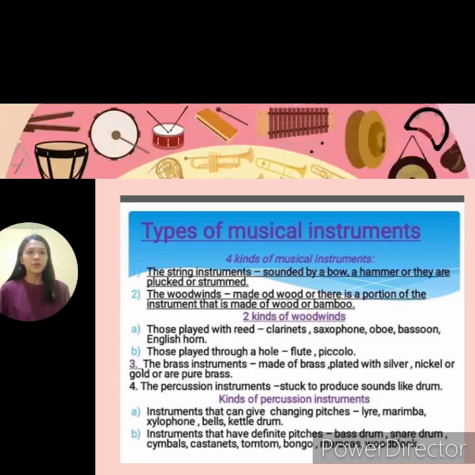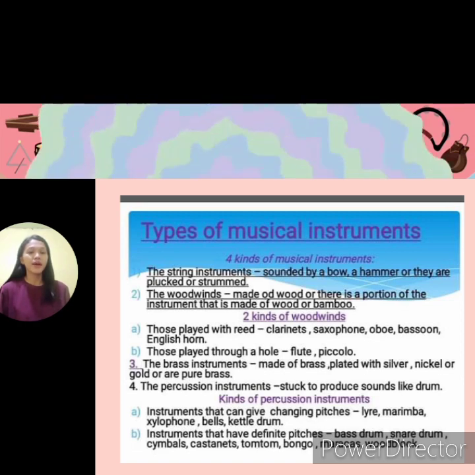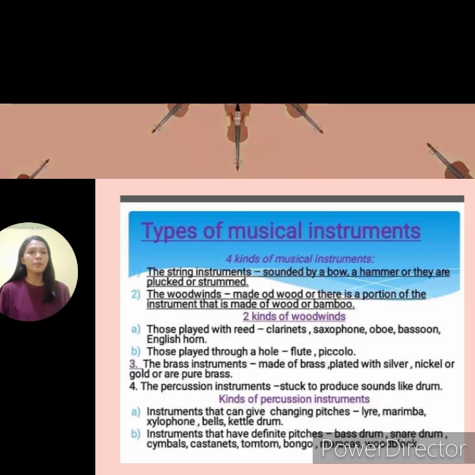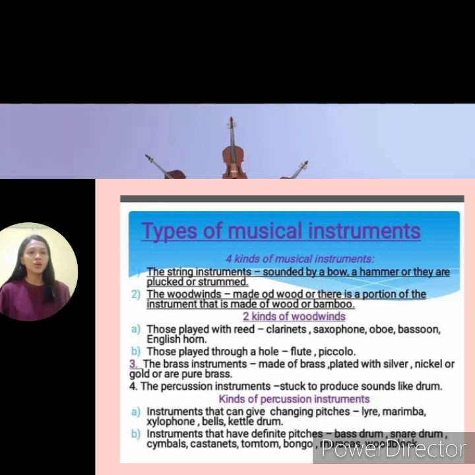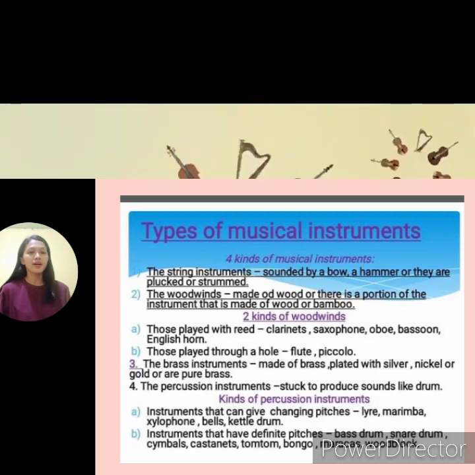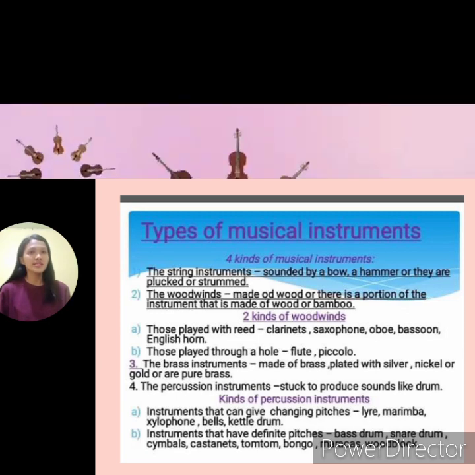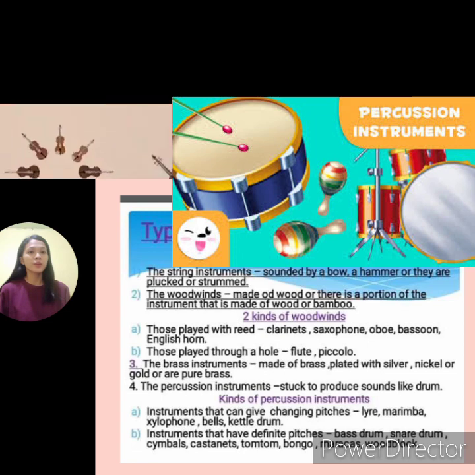There are two kinds of percussion instruments. The first is instruments that can give changing pitches: the lyre, marimba, xylophone, bells, kettle drum. And the second is instruments that have definite pitches: bass drum, snare drum, cymbals, castanets, tom-tom, bongo, maracas, and woodblock. This is the example of the percussion instruments.